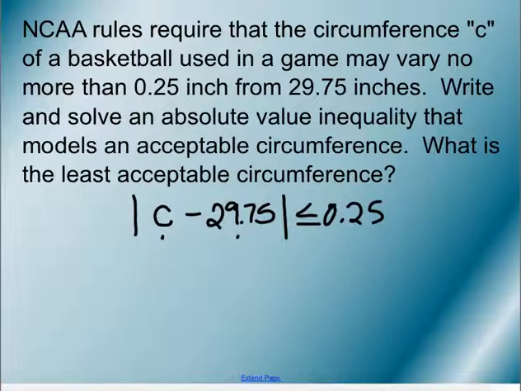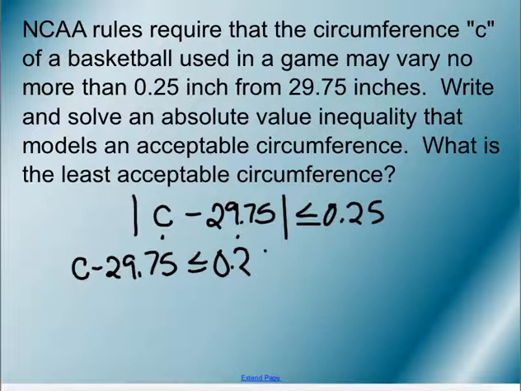Whenever you do these absolute value inequalities or equations, make sure that if you're talking about that plus or minus amount, that error amount, it's always outside of the absolute value. So that we can solve these, I'm going to take what's inside, since it's already isolated, say C minus 29.75 is less than or equal to 0.25, and C minus 29.75 is greater than or equal to negative 0.25.